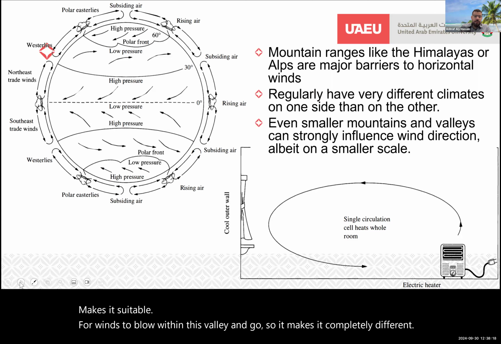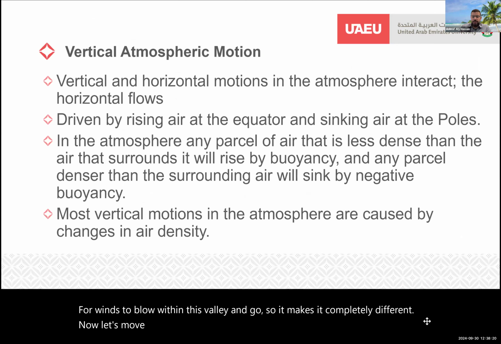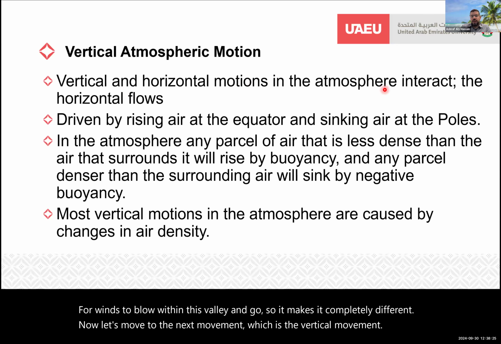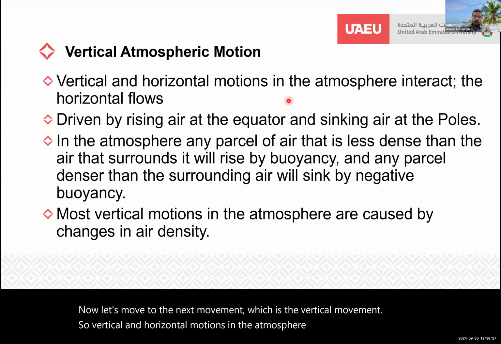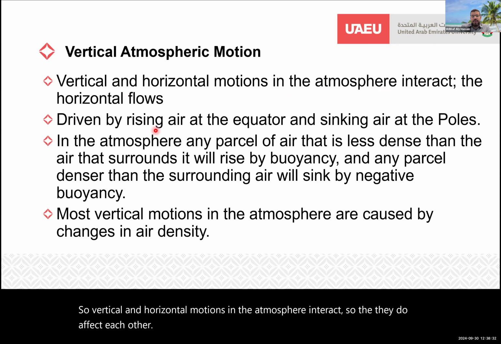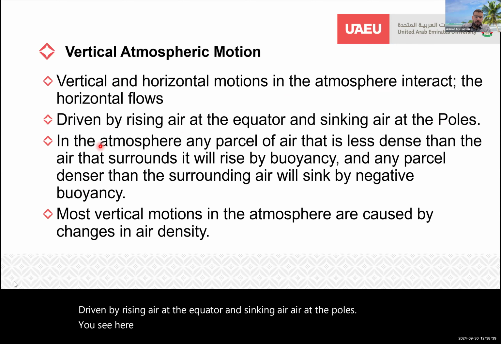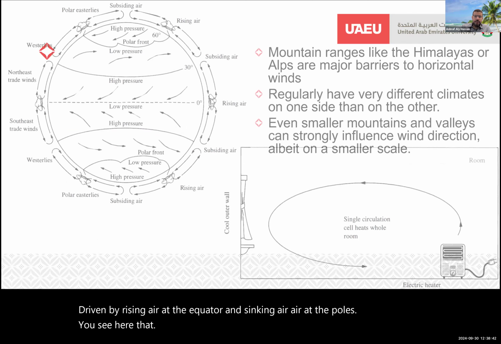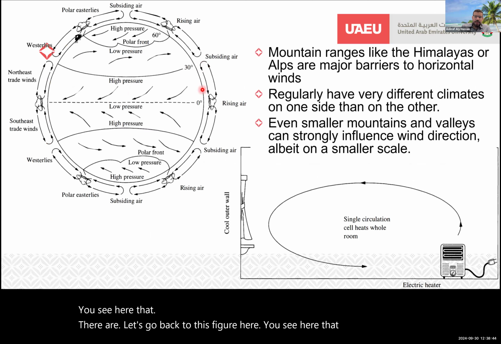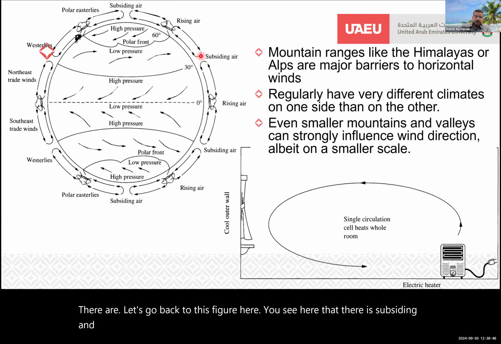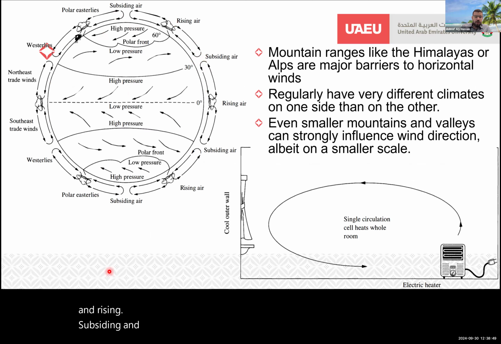Now let's move to the next movement, which is the vertical movement. So vertical and horizontal motions in the atmosphere interact. So they do affect each other. Driven by rising air at the equator and sinking air at the poles, you see here, let's go back to this figure here. You see here that there is subsiding and rising, subsiding and rising, and so on. So these are also vertical motions.